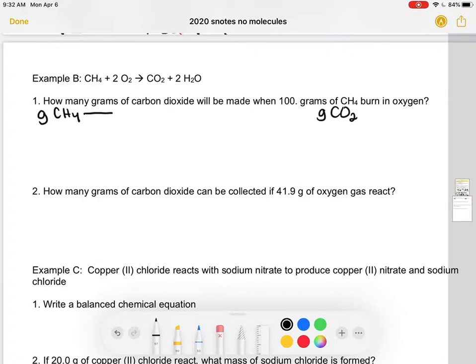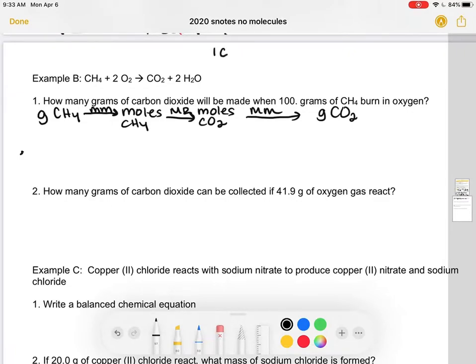Well, I'm going to go from grams of methane to moles of methane using my molar mass. From moles of methane, I'm going to go to moles of CO2 using my mole ratio, my MR. And from moles of carbon dioxide to grams of carbon dioxide using my molar mass. Okay. So I know I'm going to need the molar masses of CH4 and carbon dioxide.